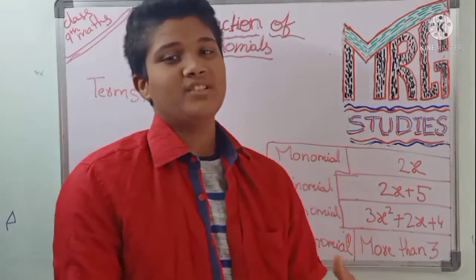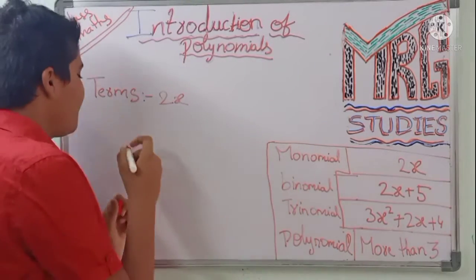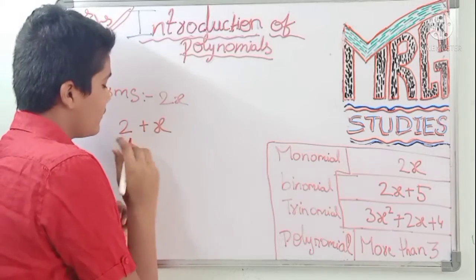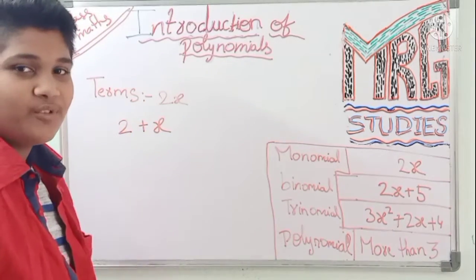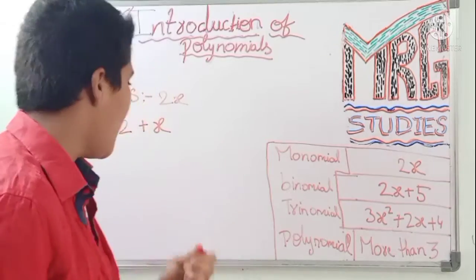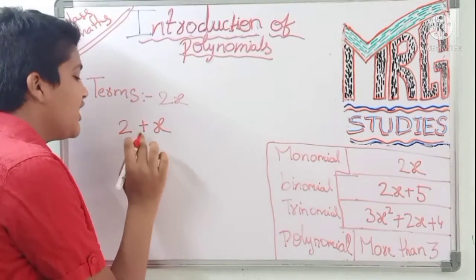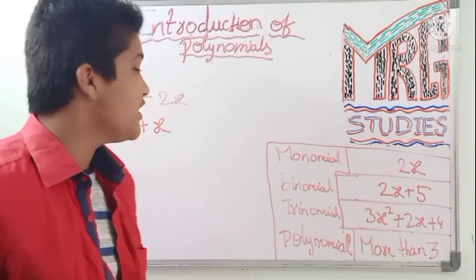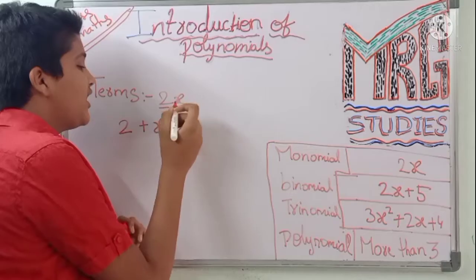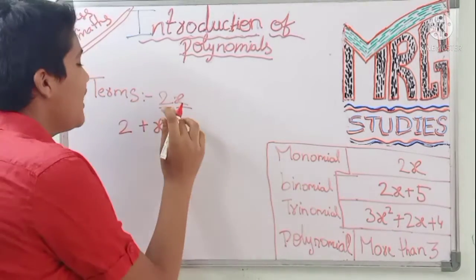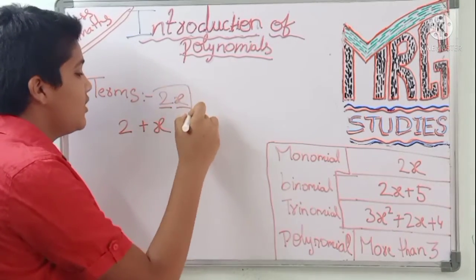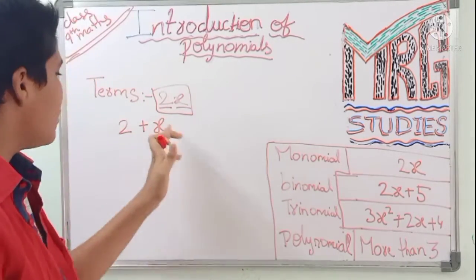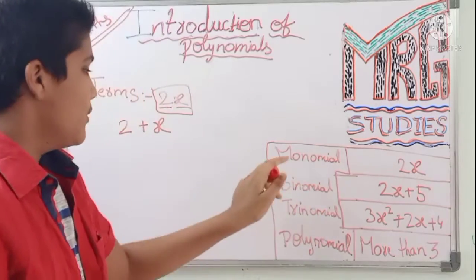So what is a term? A term means a number and a variable when they are together. A constant and a variable together are called a term. This is the constant and this is the variable. When they both are together, it's called a term. When there is only a single term, it is called a monomial.